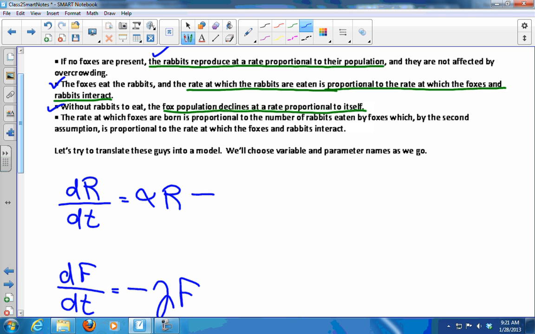And then we're going to have a constant of proportionality that's going to adjust things for like how much space they're in and stuff like that. So this will be beta R times F.